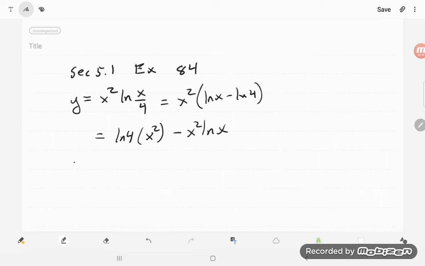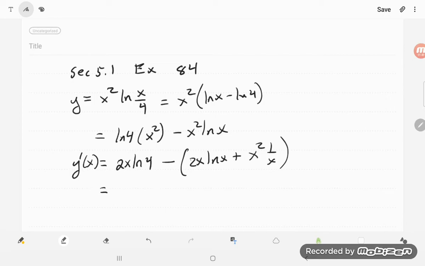And so now when I take that derivative, I have 2x here times the log of 4. That probably looks better if we write it as 2x log 4, I suppose. And then minus, now here I have a product rule, so I need the derivative of x squared, which is 2x times log of x, and then plus the x squared times 1 over x.